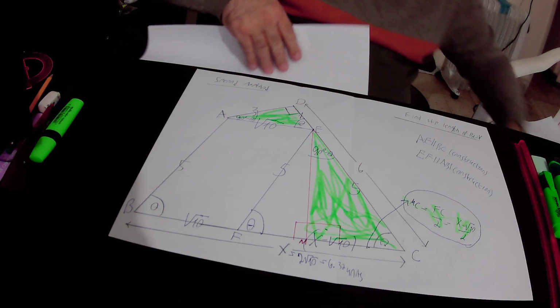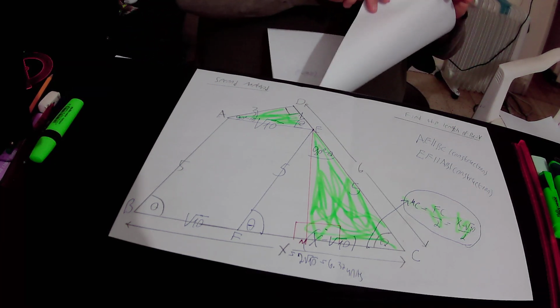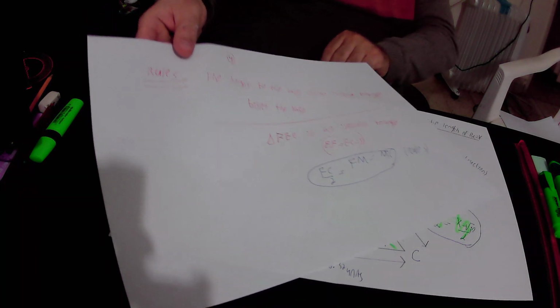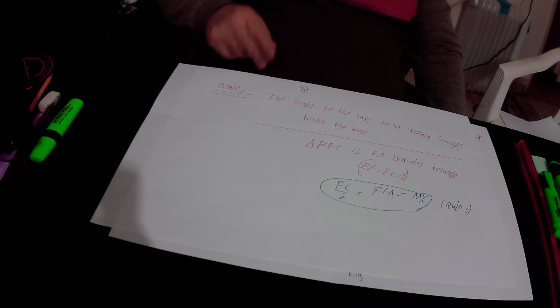Okay, then I presented to you rule number 5. According to rule number 5, the height to the base in an isosceles triangle bisects the base.